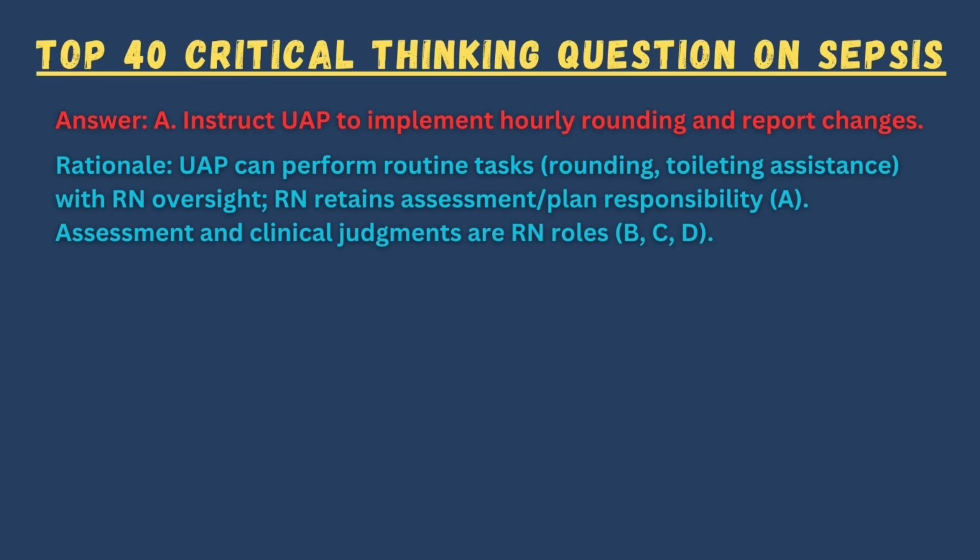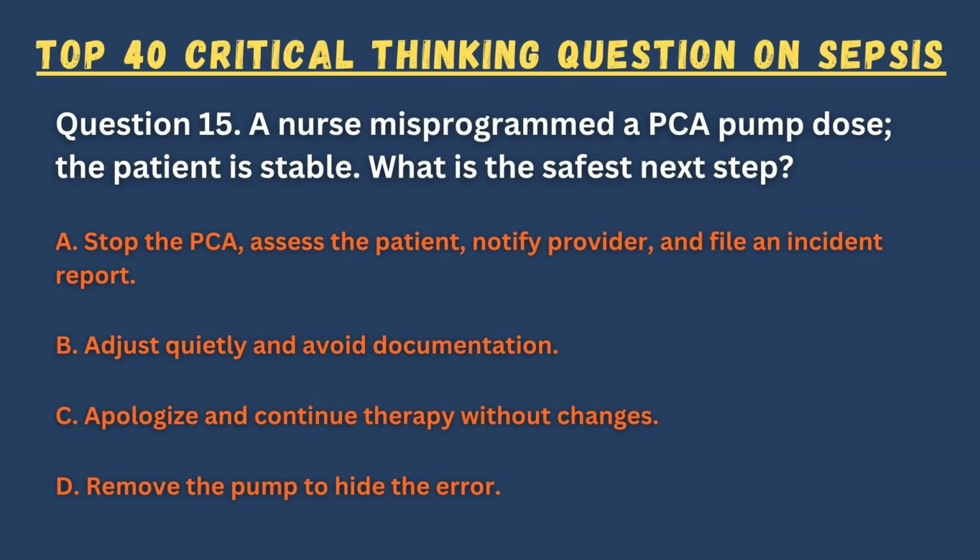Rationale. UAP can perform routine tasks, rounding, toileting assistance, with RN oversight. RN retains assessment or plan responsibility. A. Assessment and clinical judgments are RN roles. B, C, D. Question 15. A nurse misprogrammed a PCA pump dose. The patient is stable. What is the safest next step?